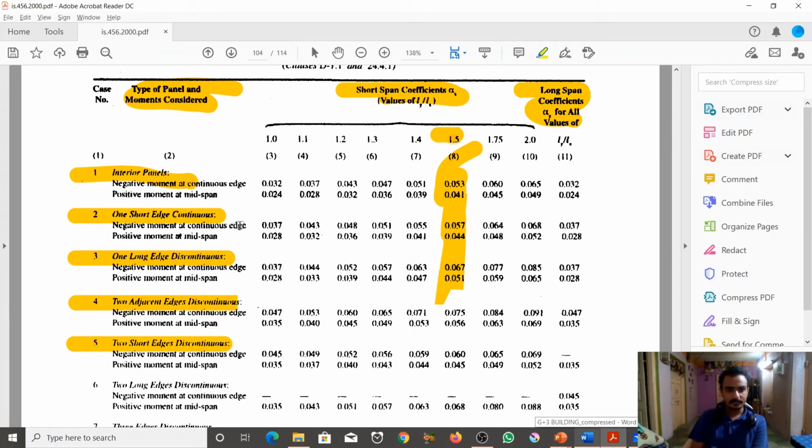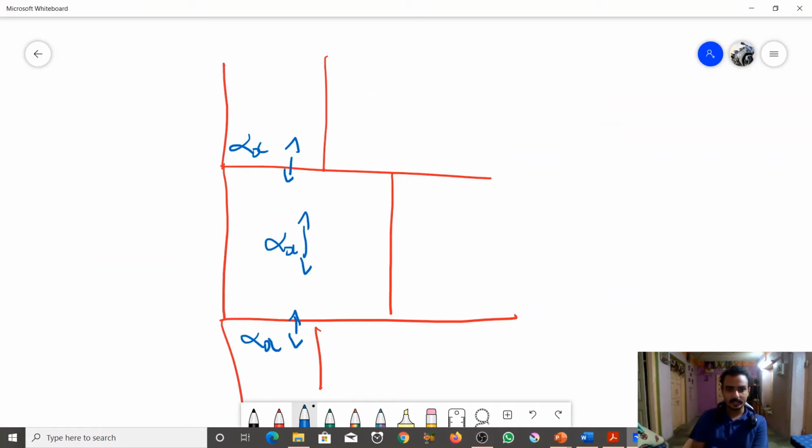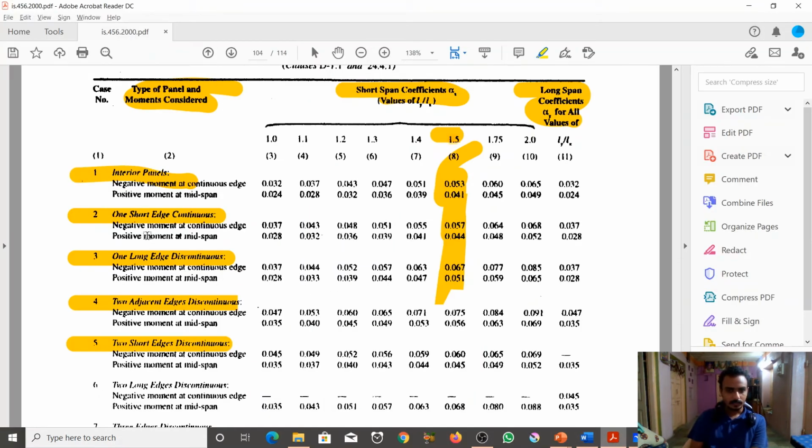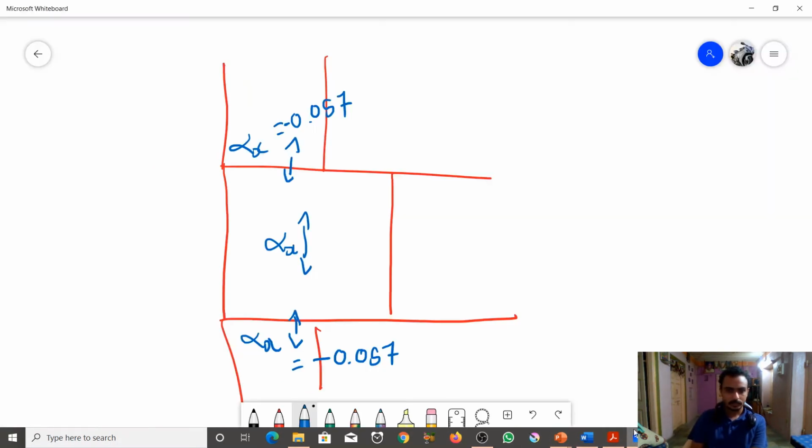What is given? Negative moment at continuous edge 0.057. So these are continuous edges, so here is a negative moment 0.057. Same here, minus 0.057, negative moment. Second, positive moment at mid span 0.044. So at mid span we have a positive moment, plus 0.044.